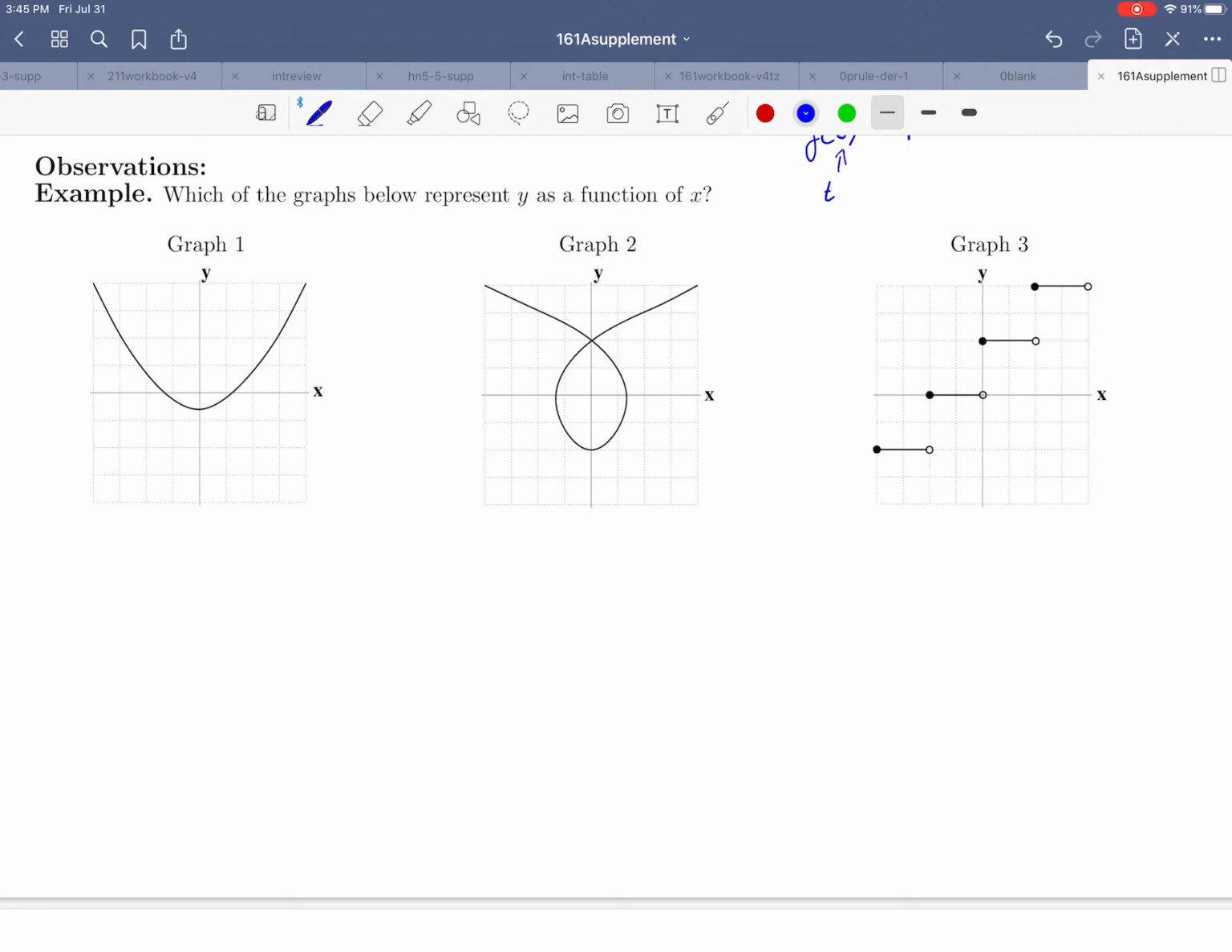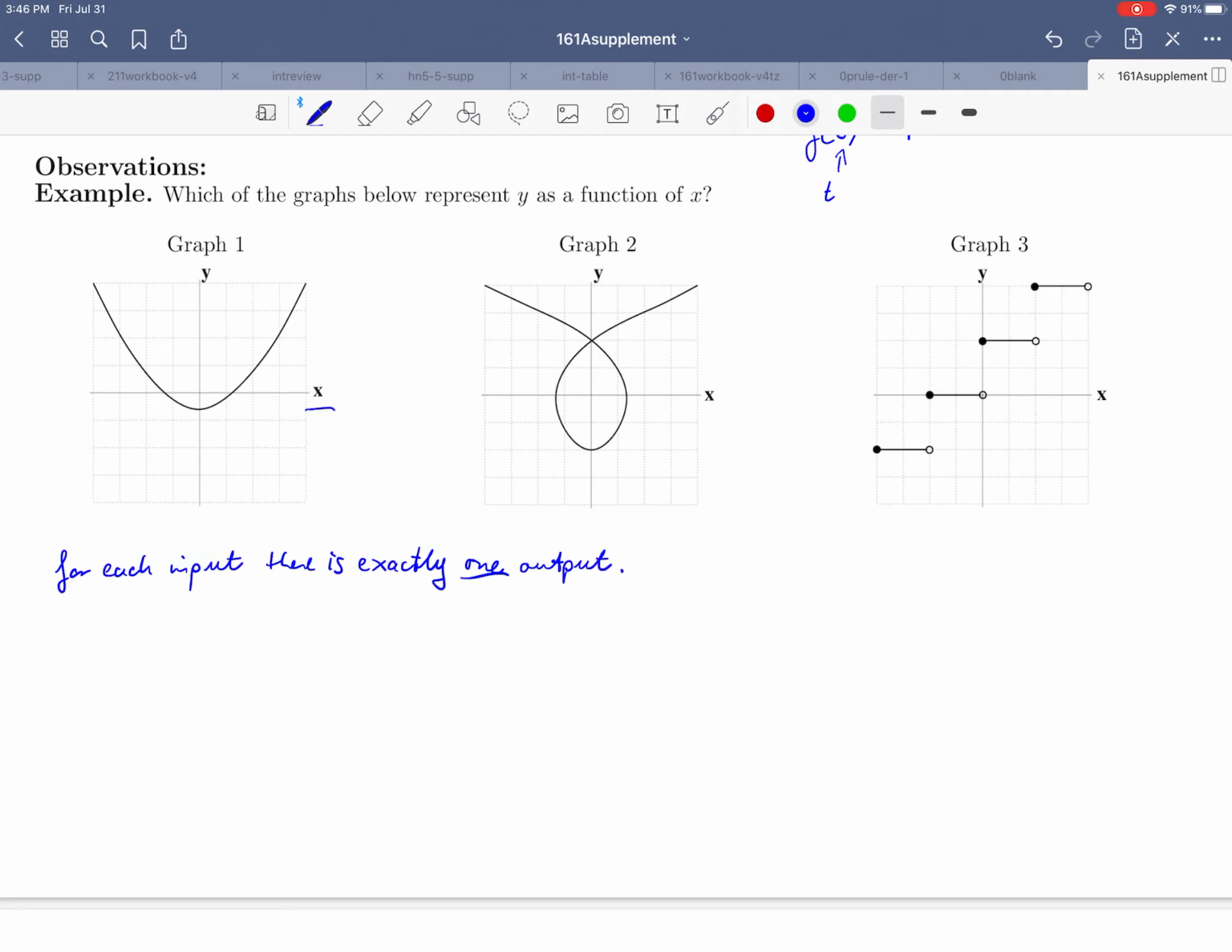Now, the definition said for each input there's exactly one output. So for each input there is exactly one output. And with that in mind, let's look through and see if that is the case.